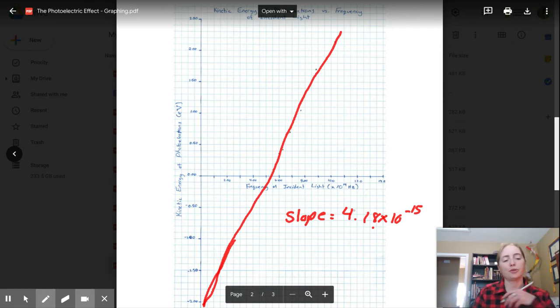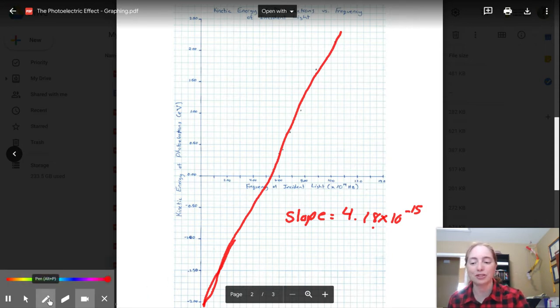Okay, now you probably have a number that is a little bit different than mine, and that's okay. But it should be in this ballpark. If you have a slope of 2, there's a problem somewhere. All right. Okay, so once again, I'm assuming you guys are comfortable with calculating slope.